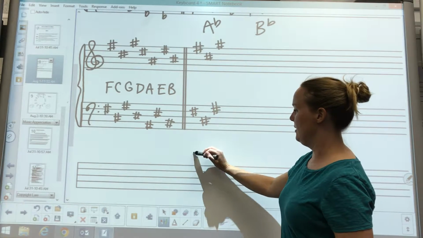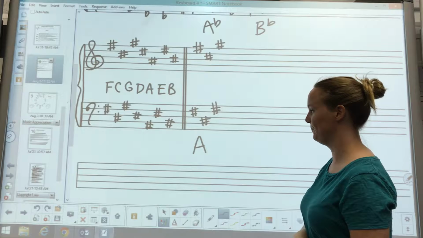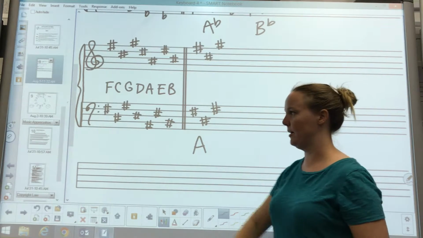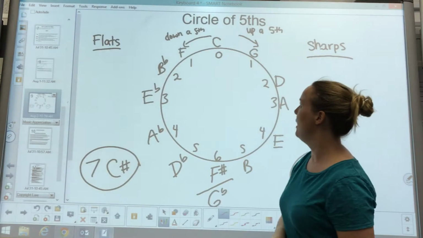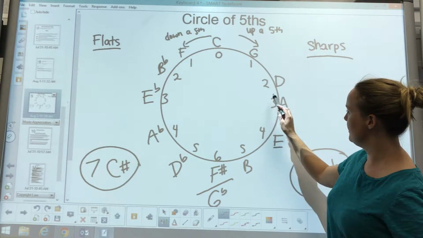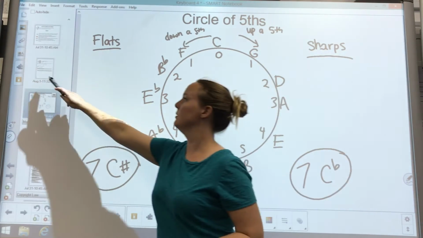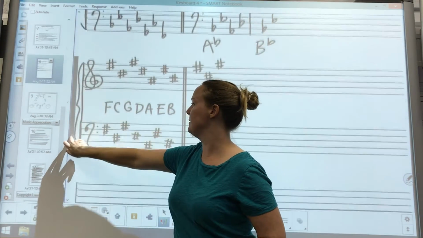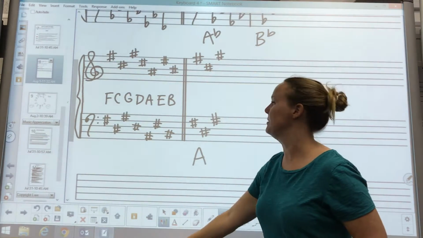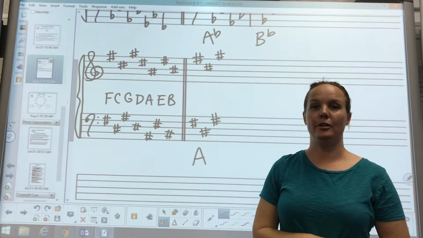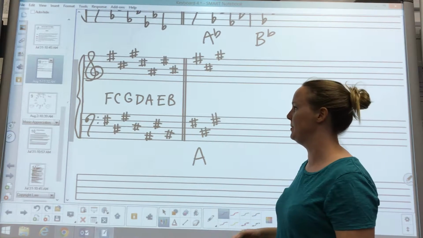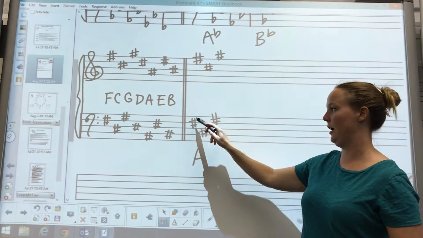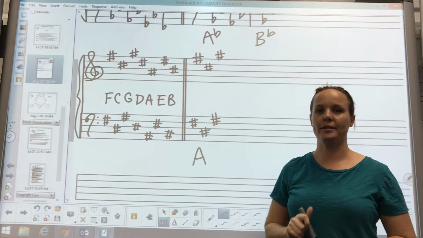So let's say we have the key of A major, and I want to draw that key signature, but I don't know how. I reference back to my circle of fifths. I find that the key of A major has 3 sharps, and I look again at my order of sharps. In order to draw this key signature for A major, we're going to take the first 3 sharps. That's F, C, and G. And you'll notice what I have drawn here are F, C, and G in both staffs.